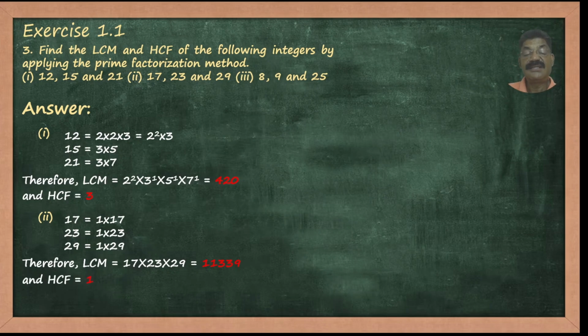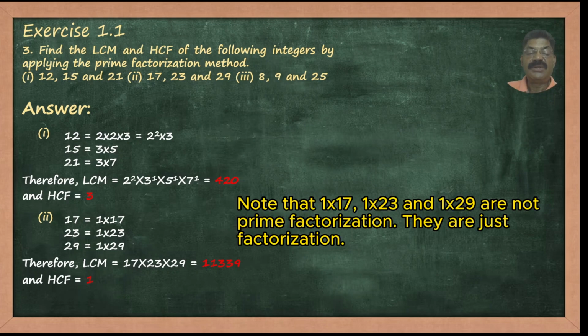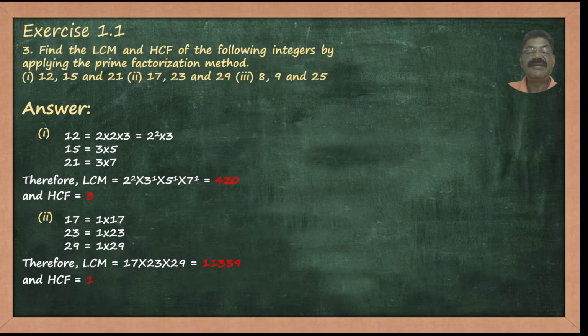Then what is HCF? The common factor is only 1. No other number. So, when the given numbers all are prime numbers, then the highest common factor is always 1. So, in order to ensure that, I have written the prime factorization as 1 into 17, 1 into 23, 1 into 29. Now, you can understand the highest common factor is equal to 1. Now, you look at the third problem.